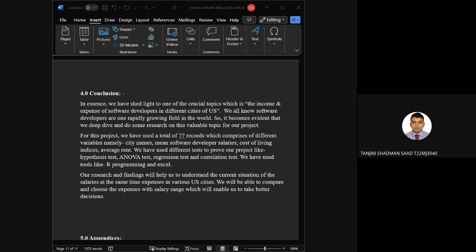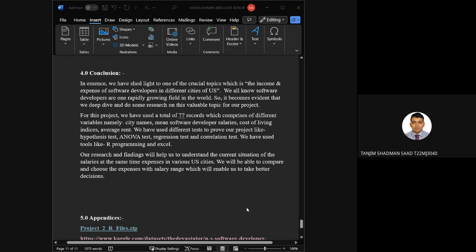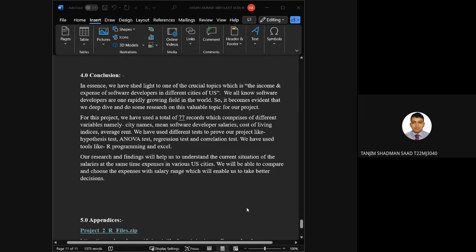In this project, we looked into the income and expense of software developers in different cities, more specifically in the USA as a sample. As the field of software development grows rapidly, this topic is important to understand. As my group mate Mohammed said, we used 77 data records that included city names, average software developer salaries, cost of living indices, and average rent. To analyze this data, we applied various tests such as hypothesis test, ANOVA test, regression, and correlation. The tools we used in our project were R programming and Excel.